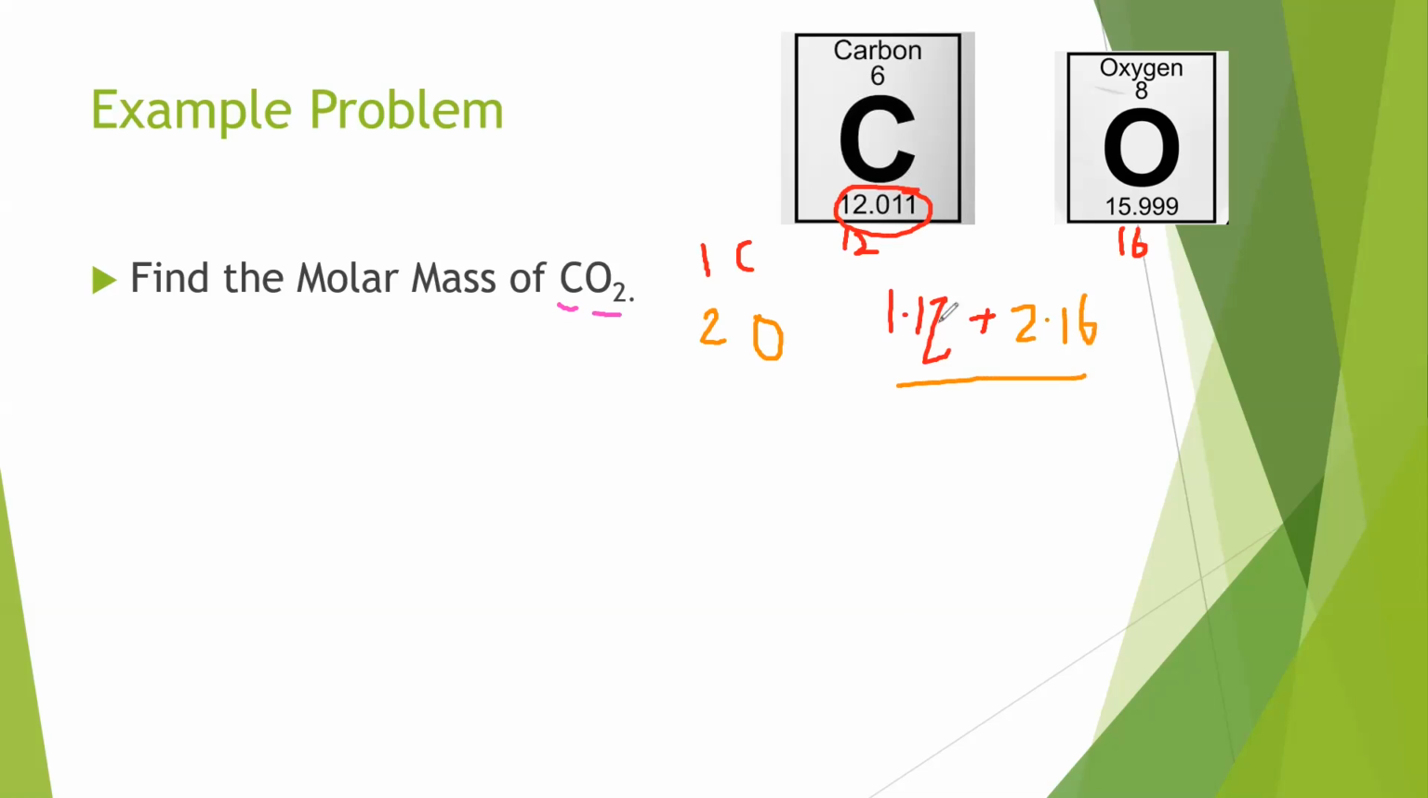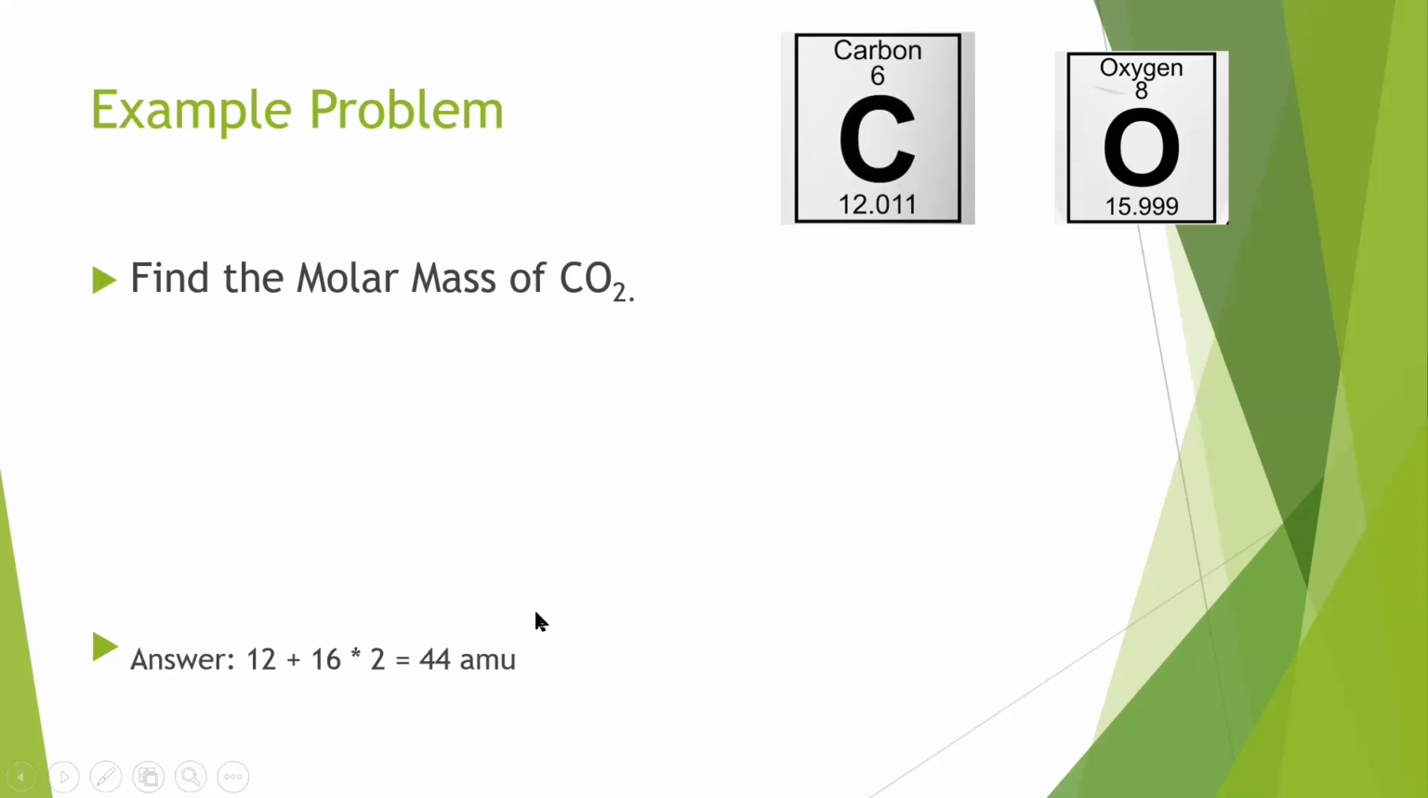So you can just type this in. This is a 12, sorry. So you can just type 1 times 12 plus 2 times 16, or you can do it in your head and get a total of 44 AMU, which is the correct answer. So if you don't understand this, please ask a question in the chat, but we're just tying together everything we've done so far. We first identified the elements, then we identified the relative proportions, and then we multiplied them by their mass found on the periodic table. So 12 plus 16 times 2 is 44 AMU.